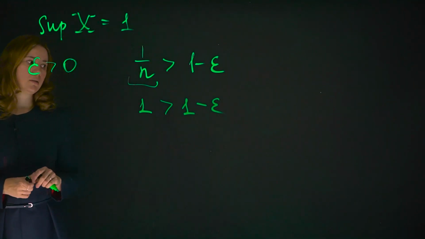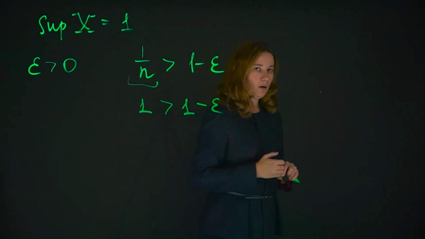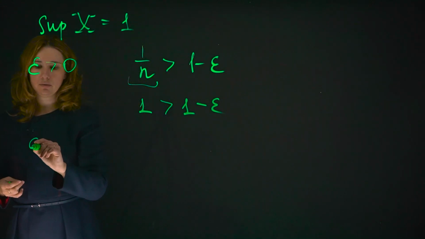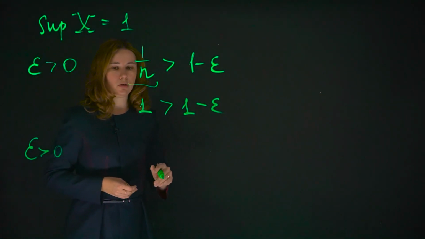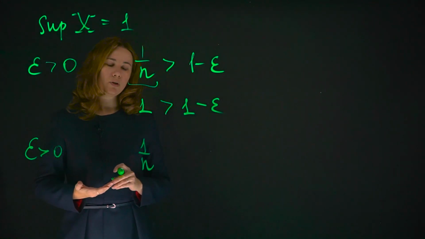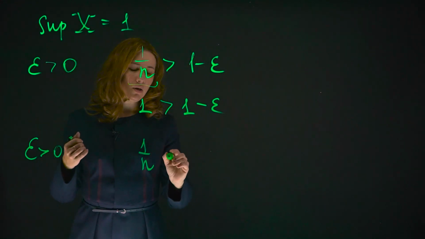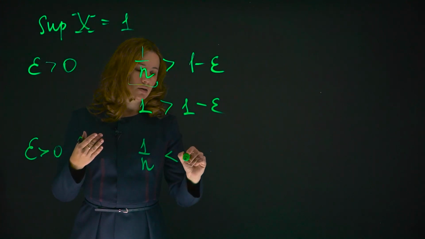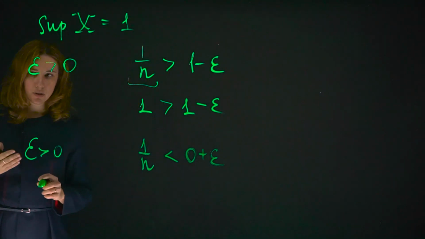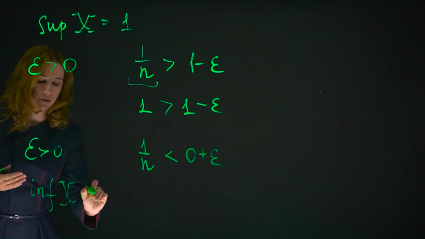Now, let's consider the second statement and take some positive epsilon again. Now, we need to find some element that will be less than 0 plus epsilon. So this time I want to prove that the infimum of x is equal to 0.